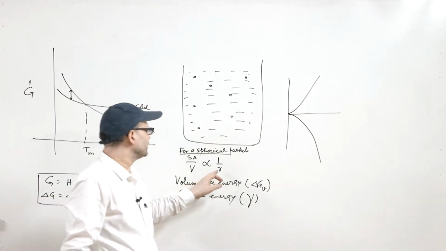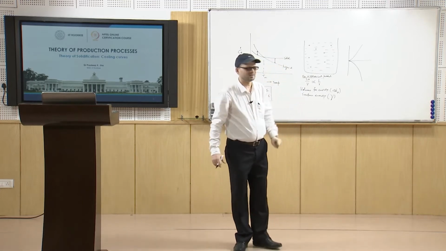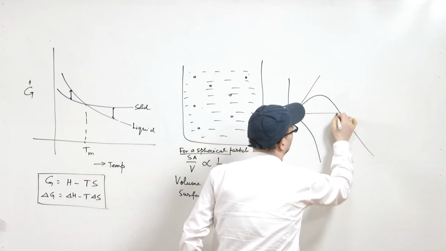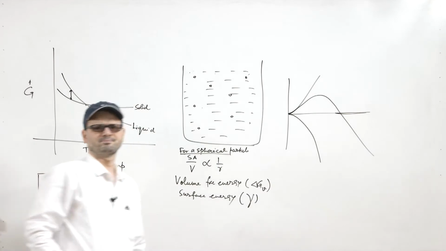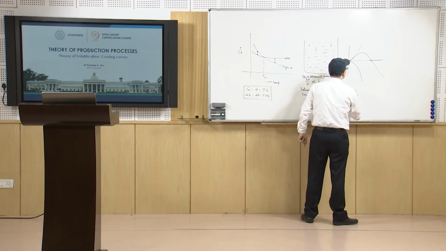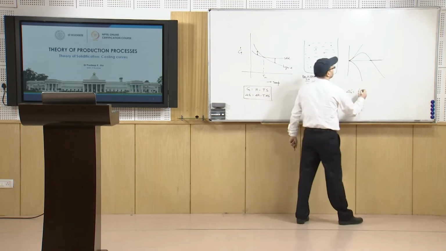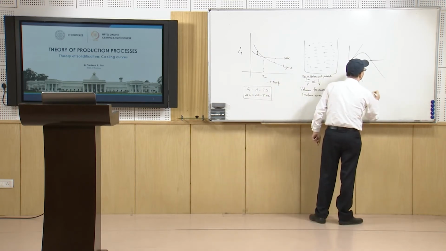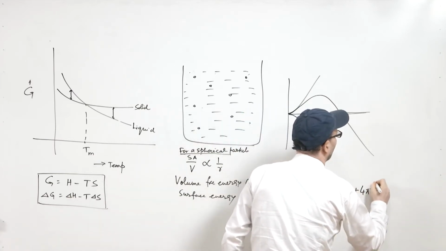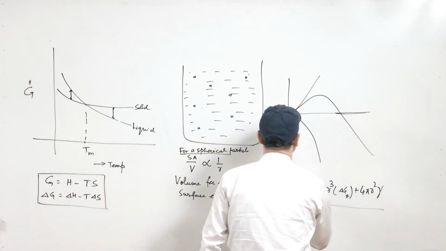As we discussed, initially the surface energy term dominates. So this curve goes initially positive and after some time it decreases. The change in free energy will be 4 by 3 pi r cube multiplied by delta G V, plus 4 pi r square multiplied by the surface energy term. This is the expression that comes out.